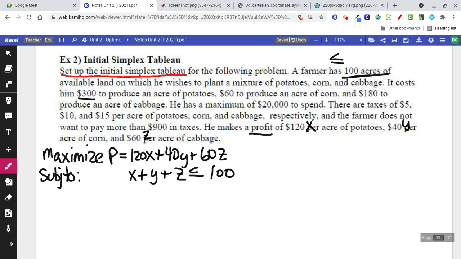It costs 300 for potatoes, 60 for corn, and 180, and he has a maximum of 20,000. Well, maximum, that's telling me less than or equal to. So what do we have there? 300, 60, 180.